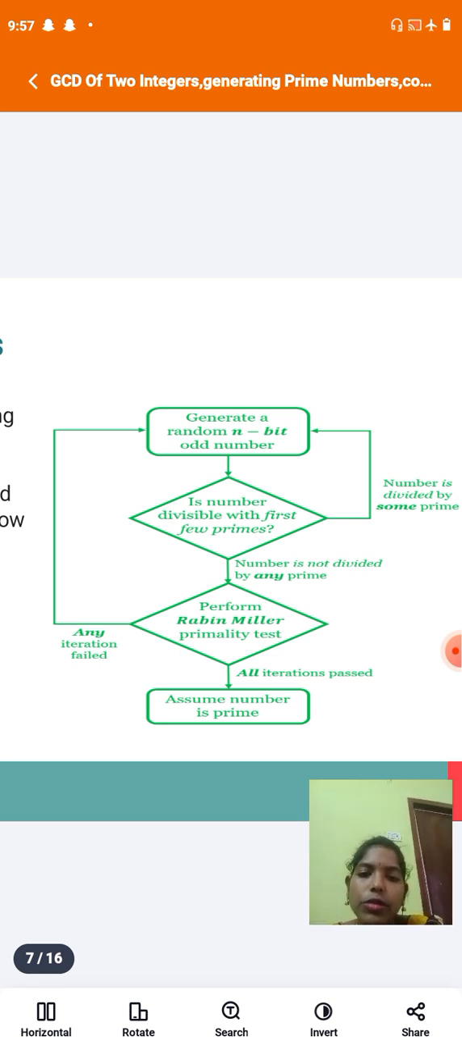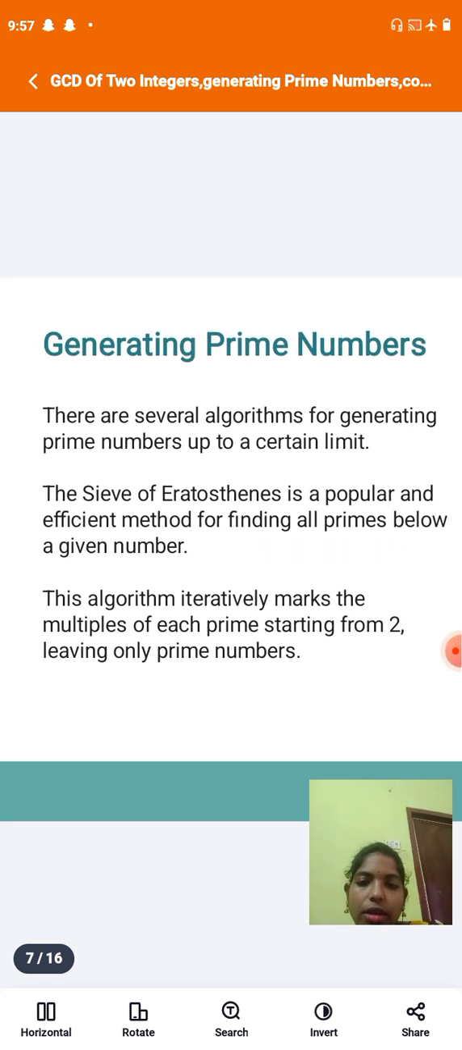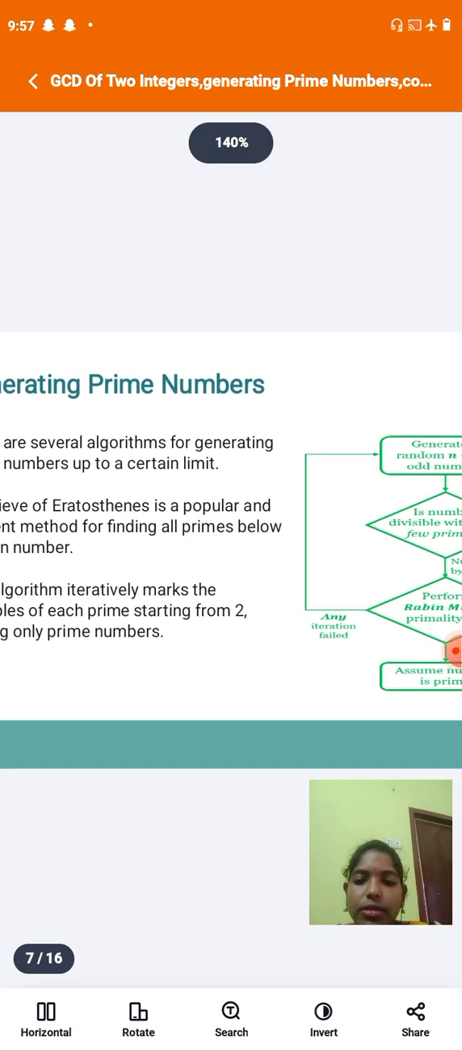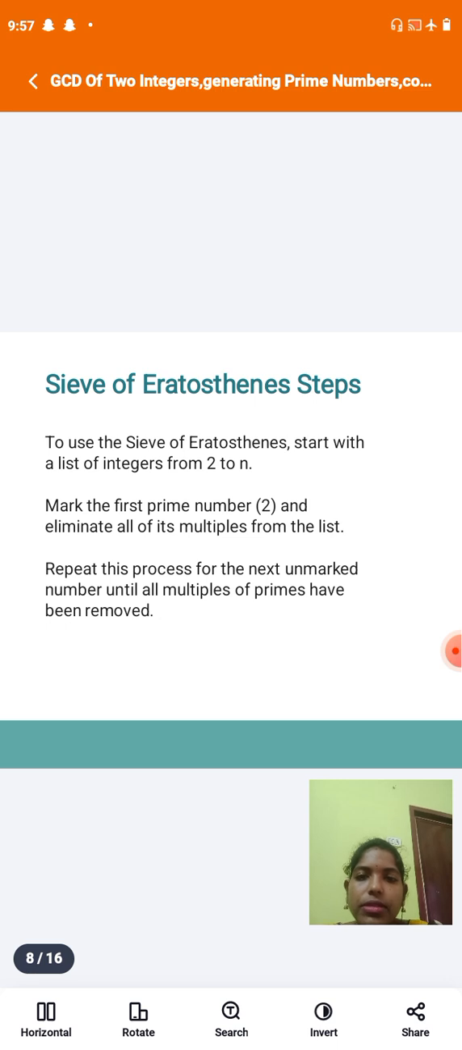That is the Rabin-Miller test. So assume the number is a prime. Next, this algorithm iterates and marks the multiples of each prime starting from 2, leaving only prime numbers. Next, the steps of the heuristic. To use these steps, we start with a list of integers from 2 to n.